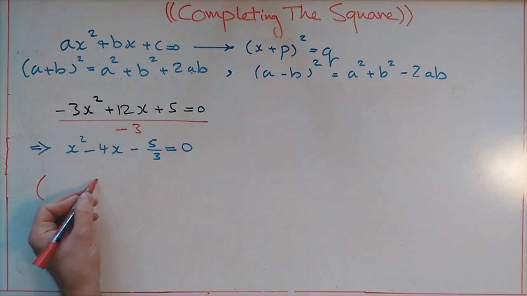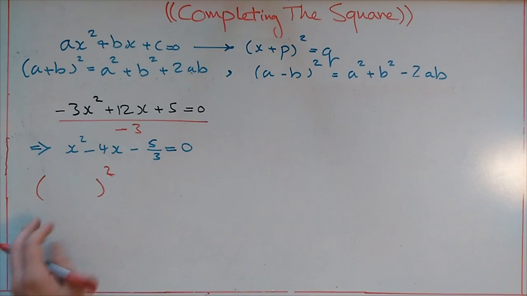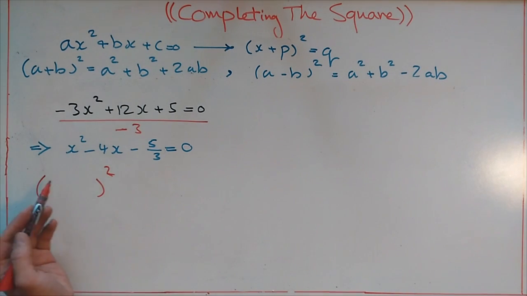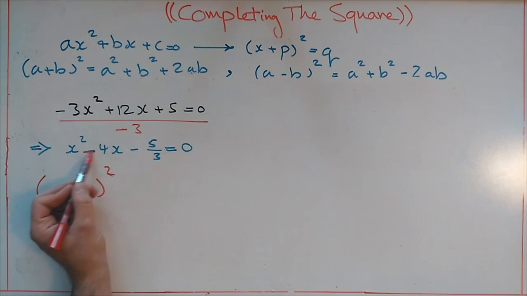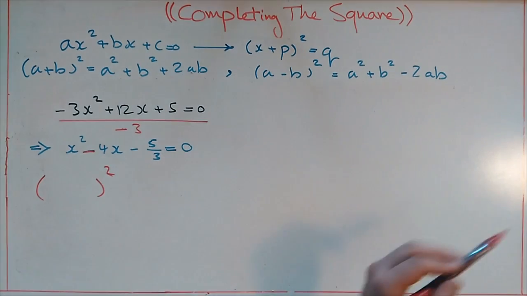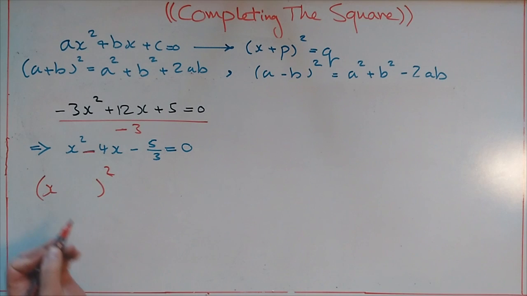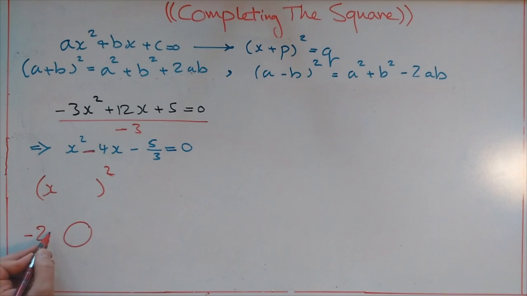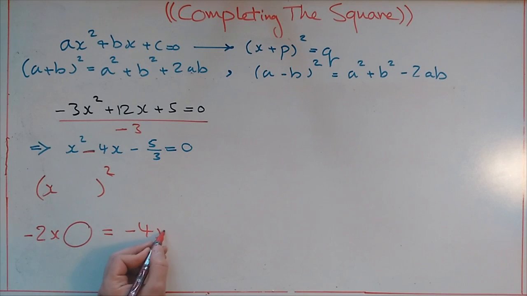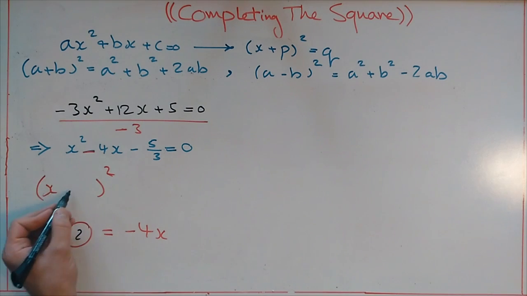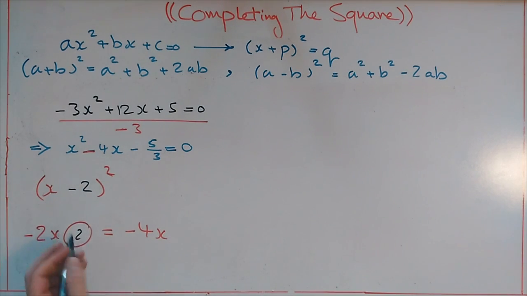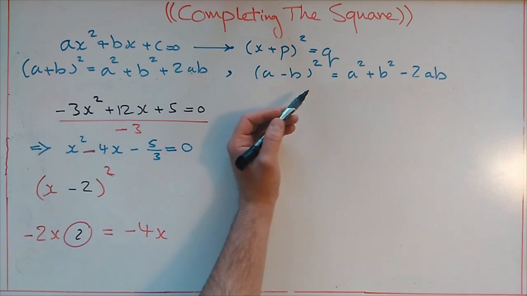So I make my brackets. And this time we need to use this format because it is negative 4x, which corresponds with negative 2ab. So I put my x in here. I need to know what is the value that if I multiply it by negative 2x, I will get negative 4x. So it is obviously 2. So I put negative 2 in here because we're using the a minus b.